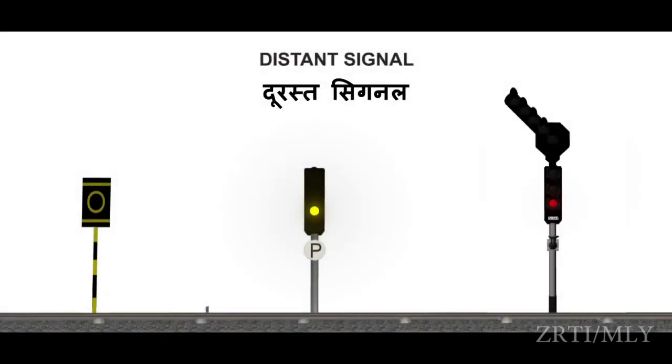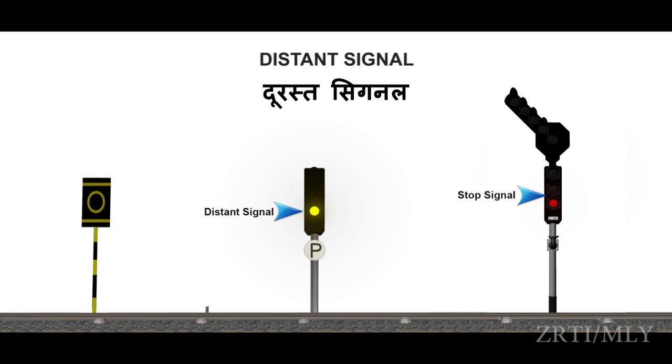Description of the distance signal. Every stop signal showing red in on position in multiple aspect signaling section must be pre-warned by a signal. This signal is known as distance signal.